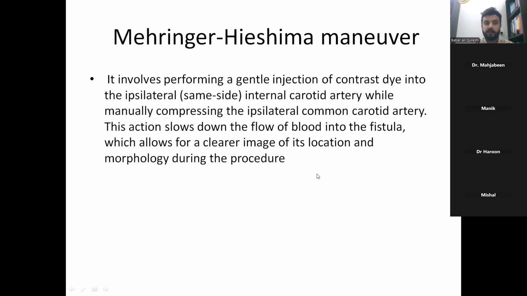There is another maneuver, that is the Mehringer Heshima maneuver. इसमें हम क्या करते हैं कि we give the dye in the internal carotid artery, whereas जो common carotid artery है उसको हम compress करते हैं ipsilateral same side की. तो जो हम dye दे रहे होते हैं internal carotid artery से, it is going to directly show us कि कहाँ से fistula बन रहा है, and it is going to confirm the exact position जहाँ से dye leakage होगी, मतलब that is the point जहाँ से fistula बना है.